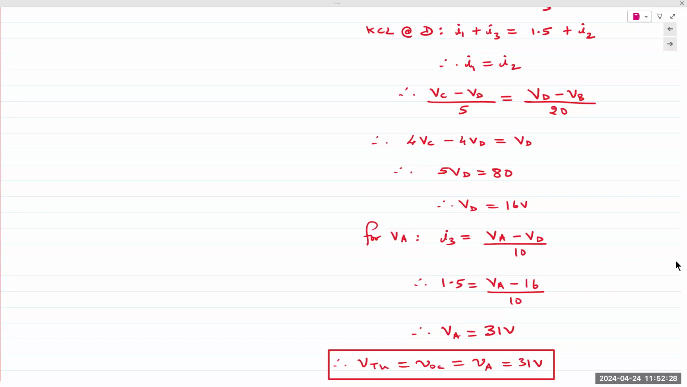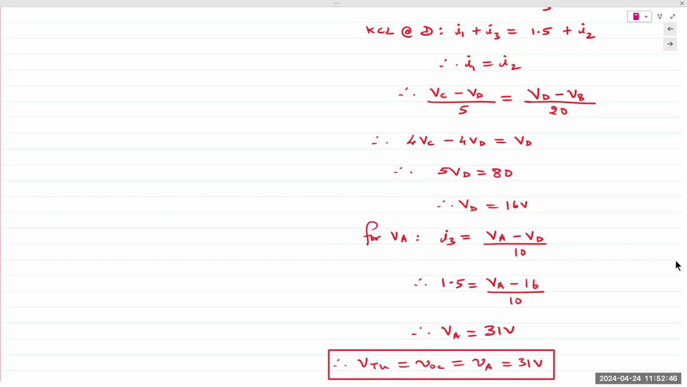You can try it. When you try that, for the voltage source, you would obtain 16 volts, which is what you obtained for VD. And for the current source, you would obtain 15 volts. 16 plus 15 gives you 31.